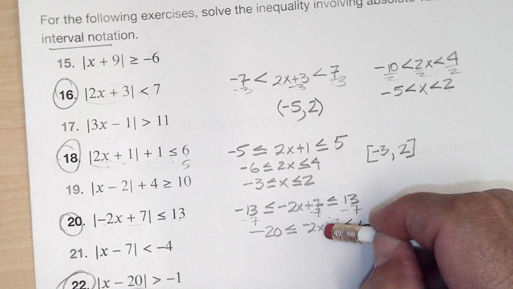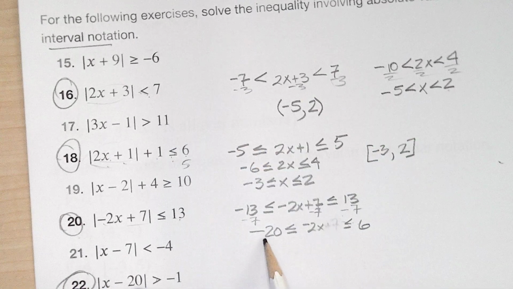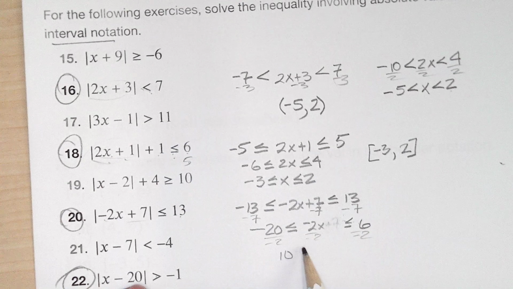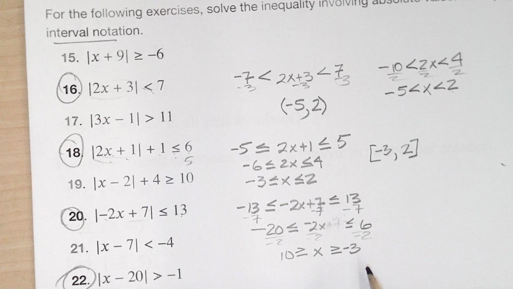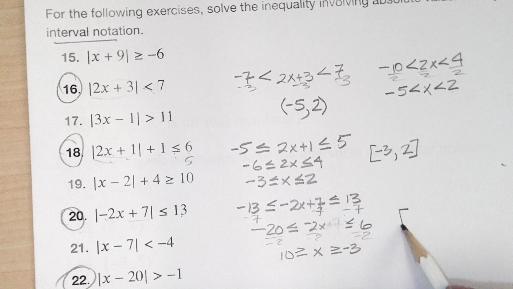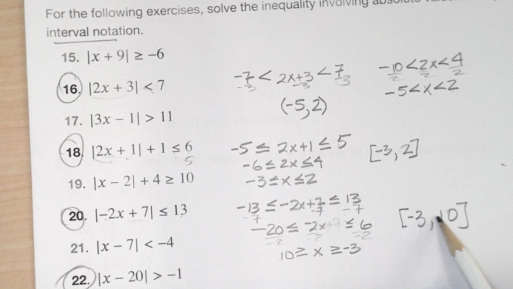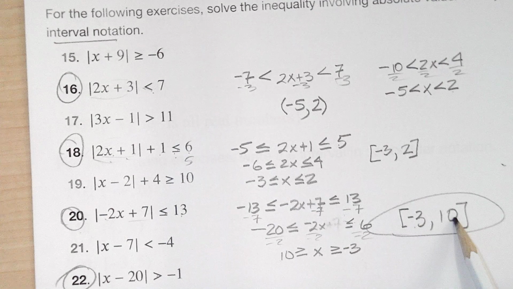Oops, my bad. Then I got to divide by -2. And so dividing by a negative flips signs, so I get 10 greater than or equal to x greater than or equal to -3. So this goes from -3 up to 10. The numbers are between -3 and 10. I always have to do these from the left to the right, from the smaller to the larger. I can't do 10 to -3.